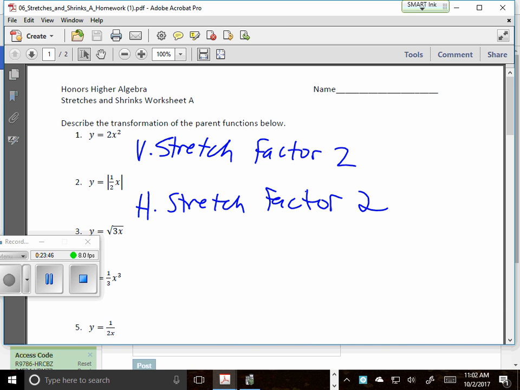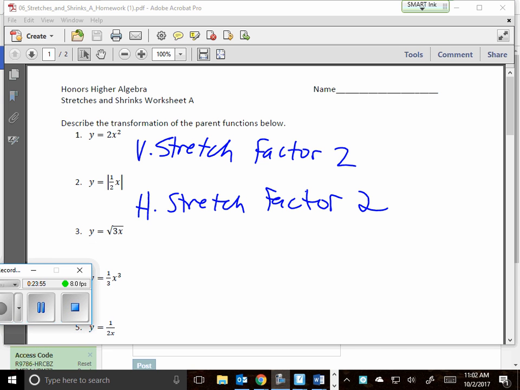And if it's a shrink, like the next one is actually a shrink, then your factor has to be a fraction. So like, look at the next one. Look at number 3. Do you get that that's, first of all, is it horizontal or vertical? Horizontal. And it seems like it's a stretch, so it's actually a shrink. So you'd say horizontal shrink, and then factor 1/3 is correct.